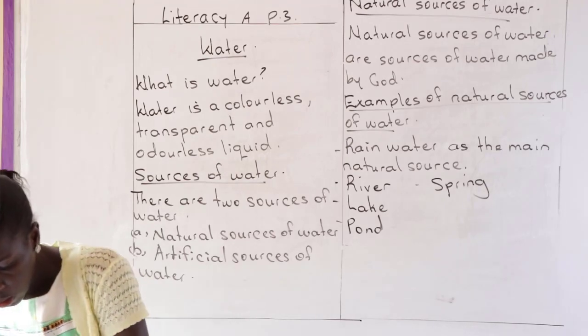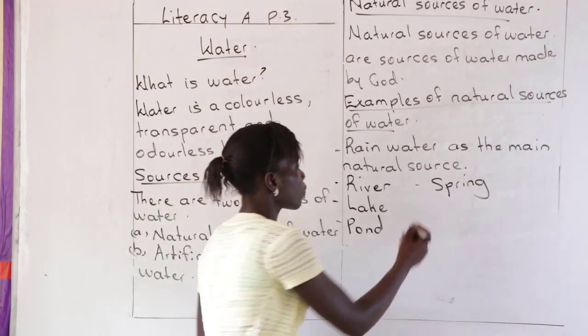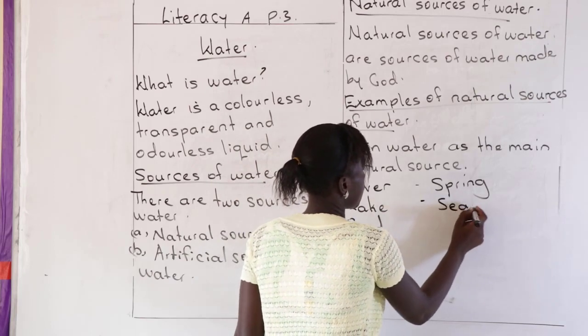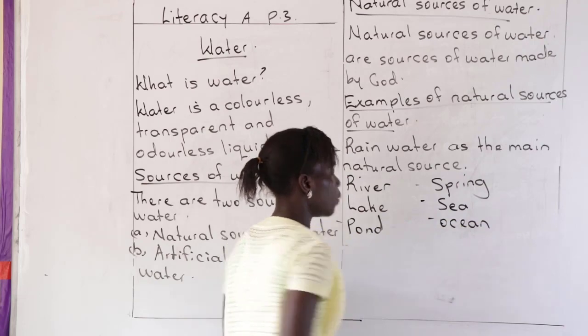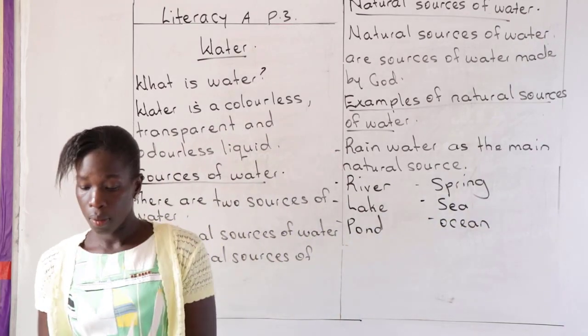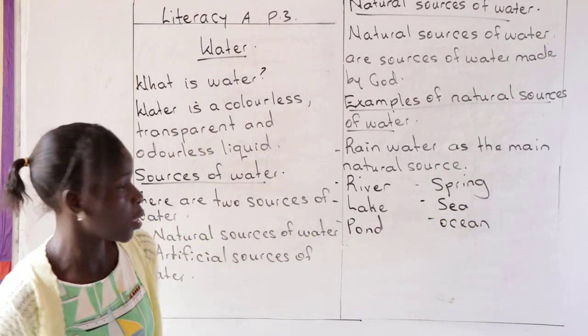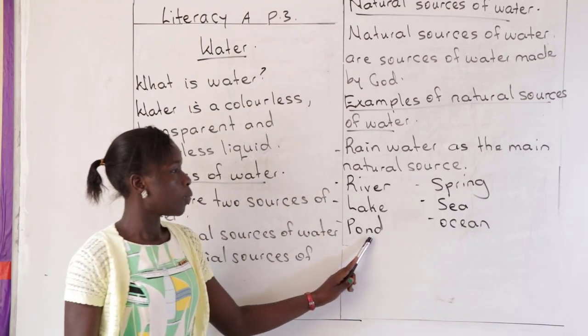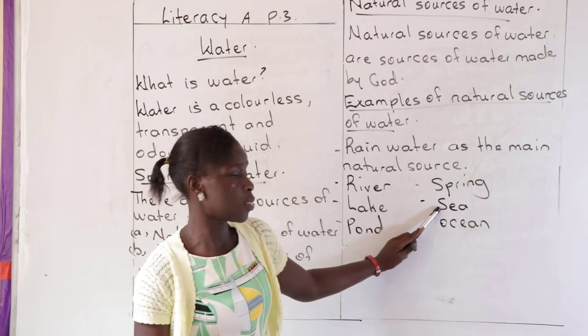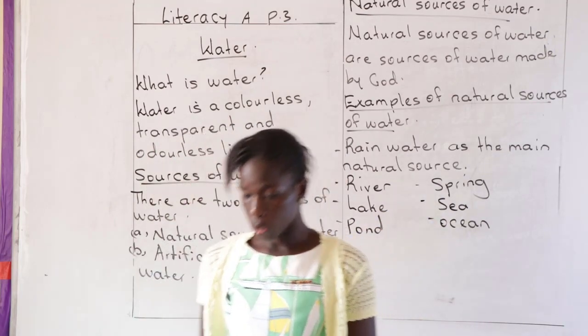Then we have another source of water which is called the sea. And then we have another called the ocean. We have the sea and the ocean. So those are some of the natural sources of water. We have the river, the lake, the pond, the spring, the sea, and then the ocean.